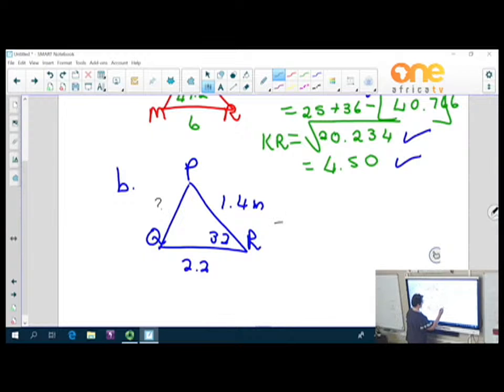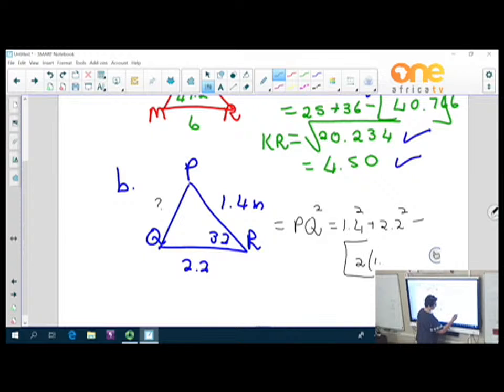So this is then going to be PQ squared is equal to 1.4 squared plus 2.2 squared minus, and now there in brackets it will be 2 times 1.4 times 2.2 cosine 32 degrees. I put this in brackets here on purpose because we can also get negative values here, and then some of you tend to forget that that is a negative which we have to use.